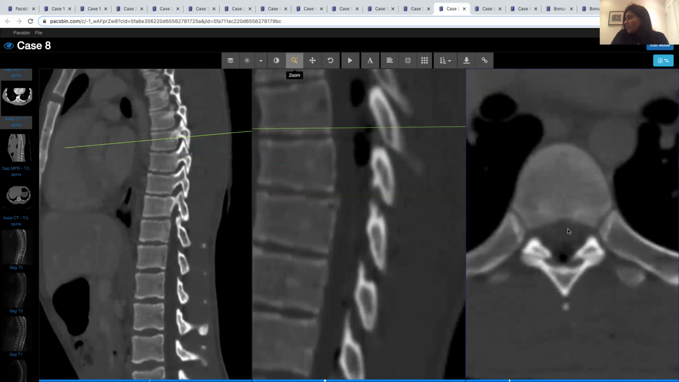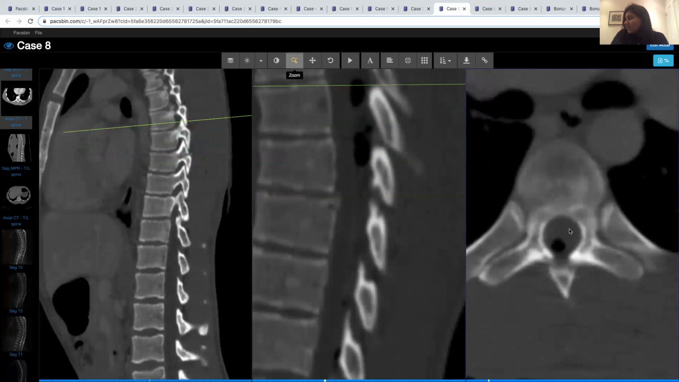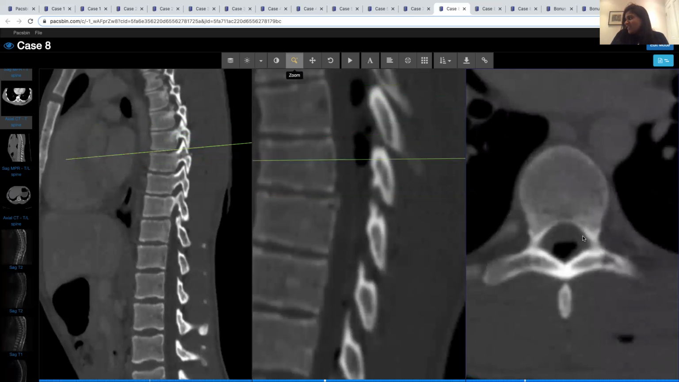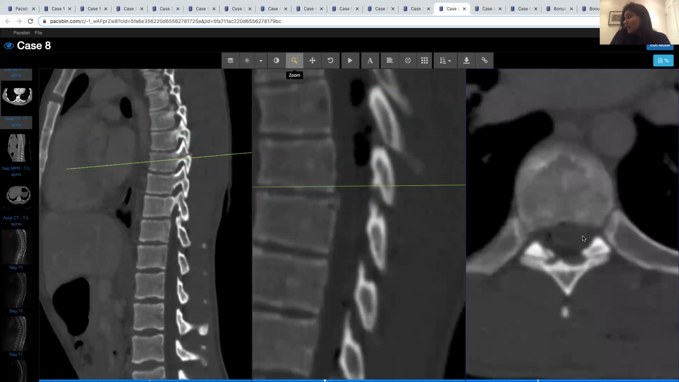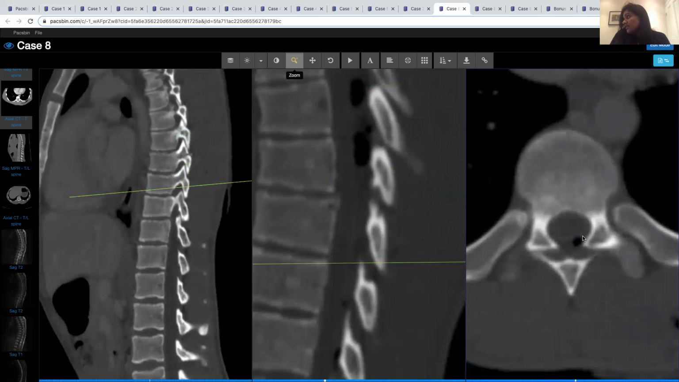Can't see any foreign body components within there, but clearly there is gas within here. So this needs an exploration. Clearly we don't know if there is cord injury here. There's clearly evidence of a PLC injury.